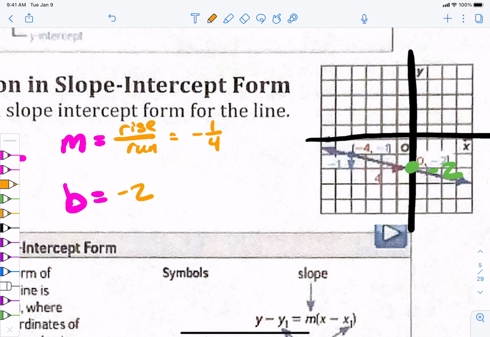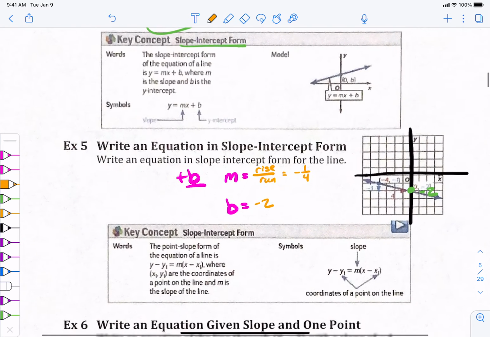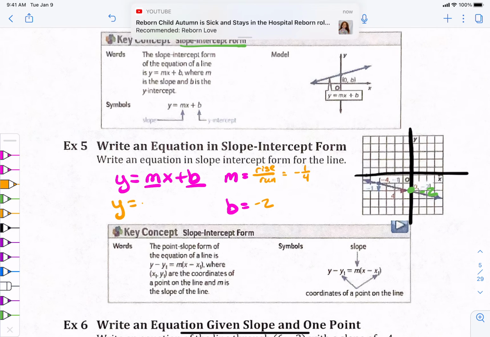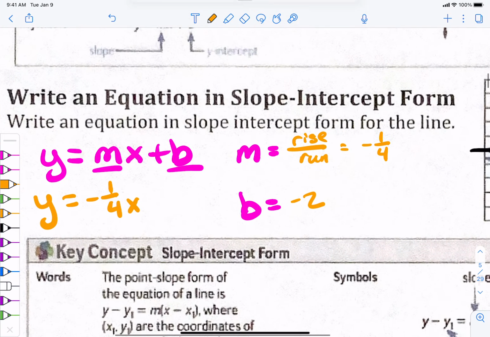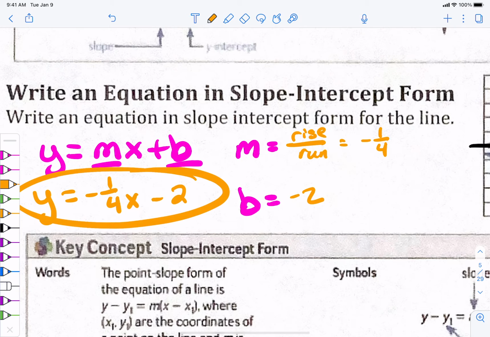Now, all we have to do is put it together. So, write out this equation. Y equals, I plug the number in for M. Negative 1/4 x. And then plus B. But B is negative, so minus 2. So we just say minus 2, and that's what it looks like. Easy enough? Find the M, find the B. Done. Write out the equation.